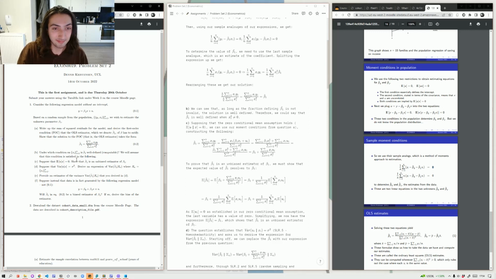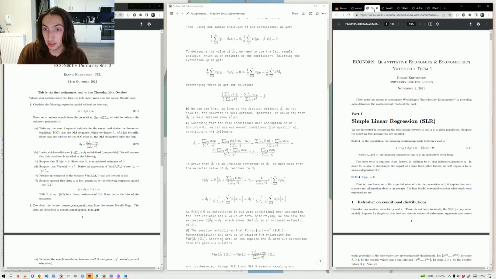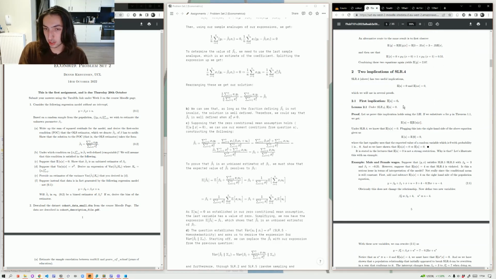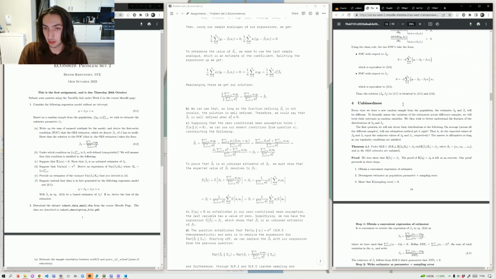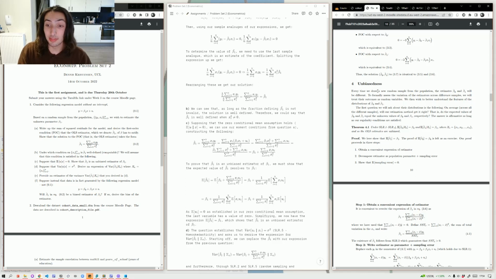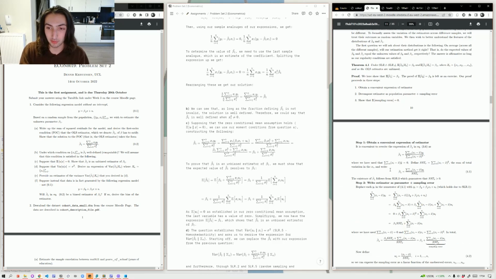But regardless, for C, we have: suppose that the estimated value of u given x equals 0. So that's the zero conditional mean assumption, SLR 4, yes. Show that the estimated value of beta 1 is an unbiased estimator of beta 1. Now there is, in the lecture notes, this section, unbiasedness. And this actually gives you basically the step-by-step. Look, it says, here we show that... basically it's a proof of unbiasedness.